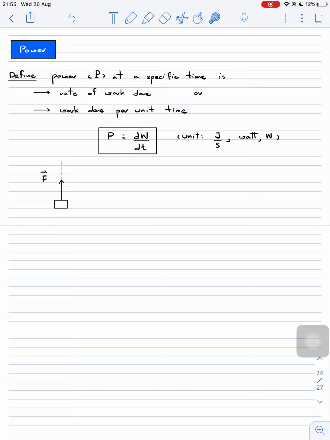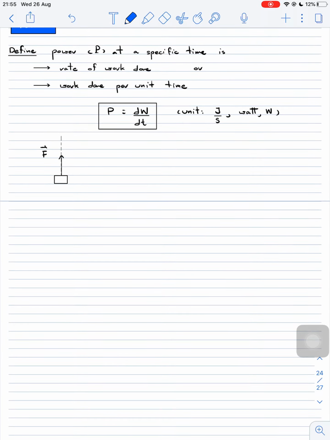So what is the physical meaning of the power? Now you can guess that the power is a quantity that tells the capability of an engine, or of the force or whatever. If you have high power, then in a unit of time the work is going to be really large. But if you have low power, then in a unit of time the work done will be small. So let's do the conclusion.